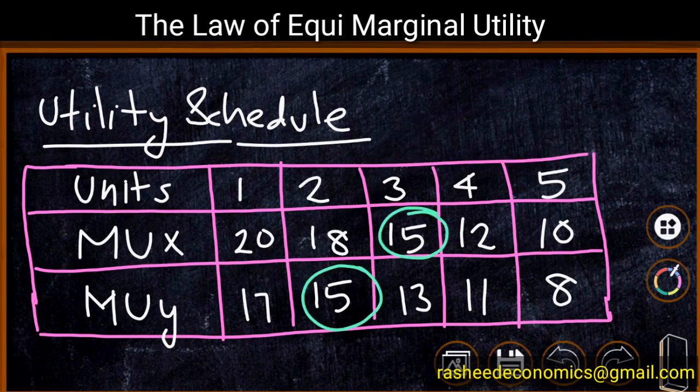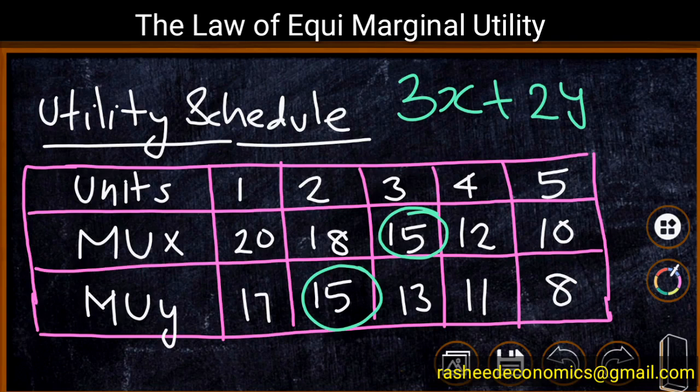Therefore the point of consumer equilibrium is the point where MUX is equal to MUY, that is the third unit of X plus the second unit of Y. Totally 5 units are consumed, and this is the point of consumer equilibrium. 3X plus 2Y provides the consumer maximum satisfaction. Now here we assume that the consumer has spent the entire income on these two commodities, and by consuming 3X plus 2Y, the consumer has spent his entire income.